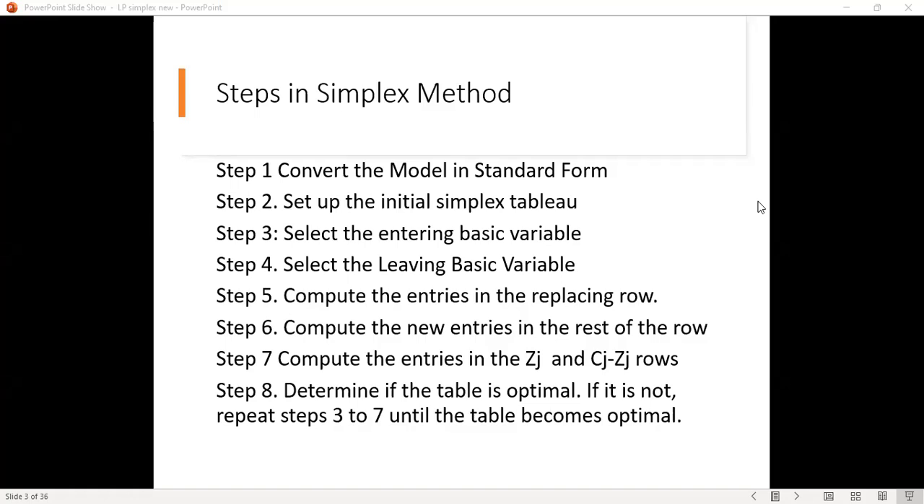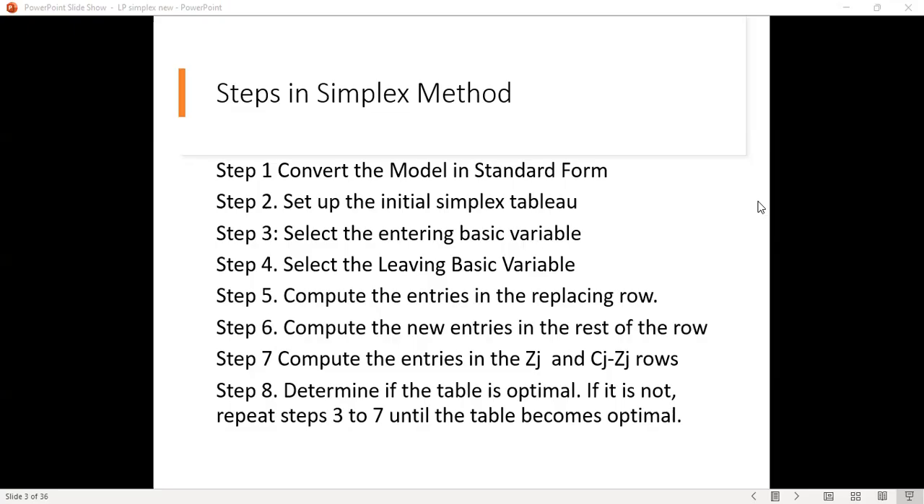So these are the steps in solving LP problems using the simplex method. We start by converting the LP model into standard form. It is assumed that you have already converted the linear programming problem into a linear programming model. That means you have already formulated your objective function, and you have the constraints. So the next step after formulating the linear programming model is to convert the model into standard form. That is, you will be converting the inequality explicit constraints into equations.